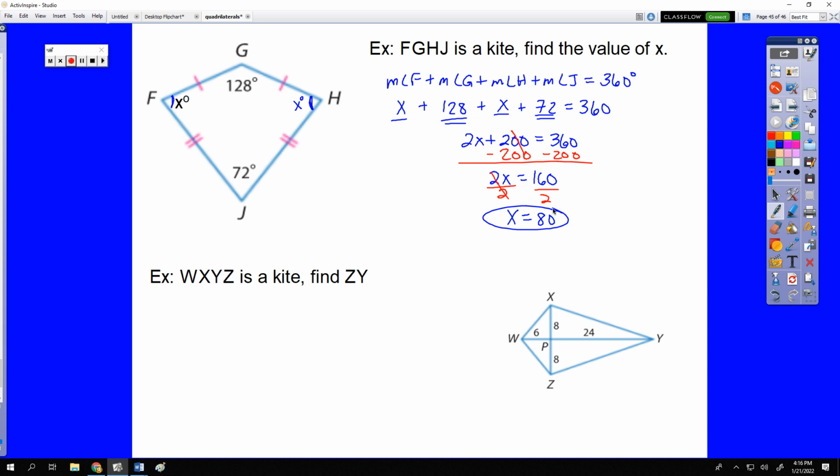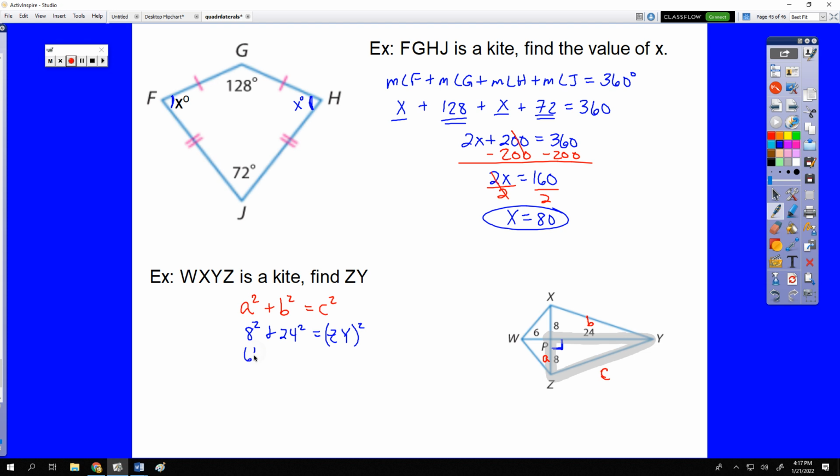So the example at the bottom of the page here says WXYZ is a kite, find the length of ZY. Now we do not need all of the information in the picture because we need to realize once again that angle YPZ is a 90-degree angle, which allows us to focus in on a right triangle and set up the Pythagorean Theorem. 8 and 24 are the legs. We're being asked to find the hypotenuse. A squared plus B squared equals C squared. So we plug in those numbers. That would be 8 squared plus 24 squared equals the length of ZY squared.